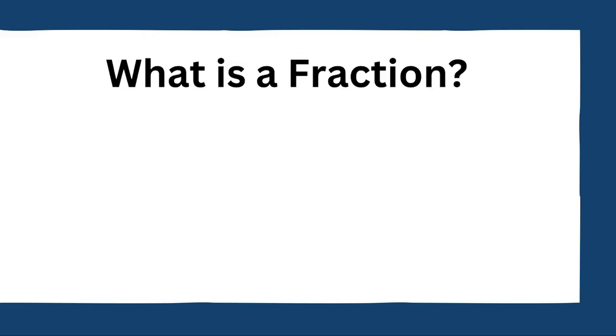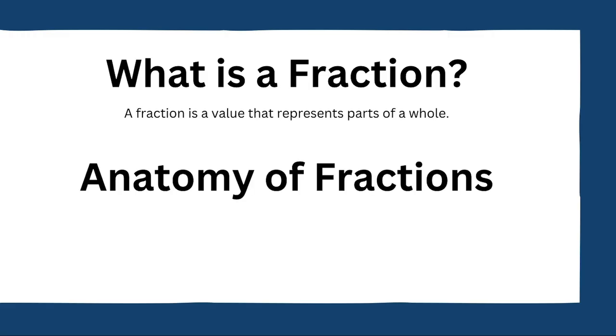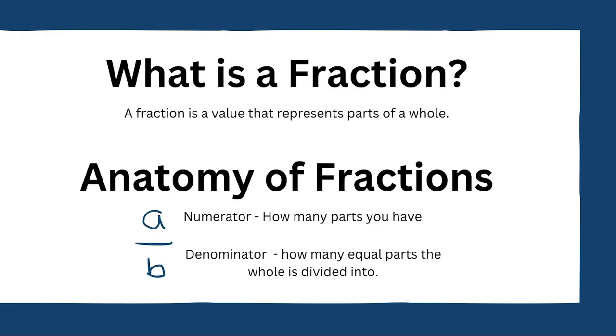Everyone, today we're going to be learning how to add fractions with unlike denominators. So for a quick recap, a fraction is a value that represents parts of a whole. And the anatomy of a fraction is that the top number is the numerator and the bottom number is the denominator. The numerator shows how many parts you have. The denominator is how many equal parts the whole is divided into.